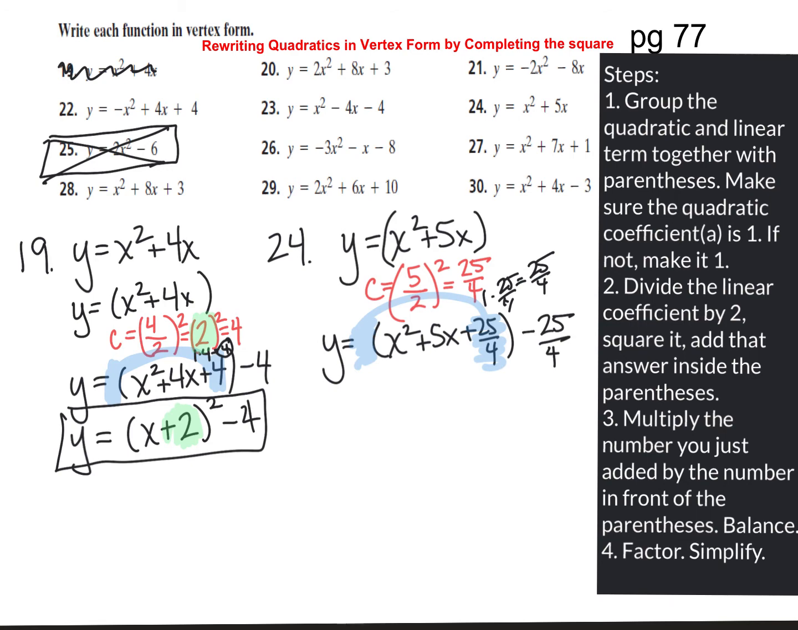And now I'm going to factor what's in the parentheses. Remember, it always factors into a binomial squared. Use the middle variable x, and then always use the answer you got when you divided by 2 with your variable. So x plus, it's a positive, so I put plus, x plus 5/2, and then minus 25/4.